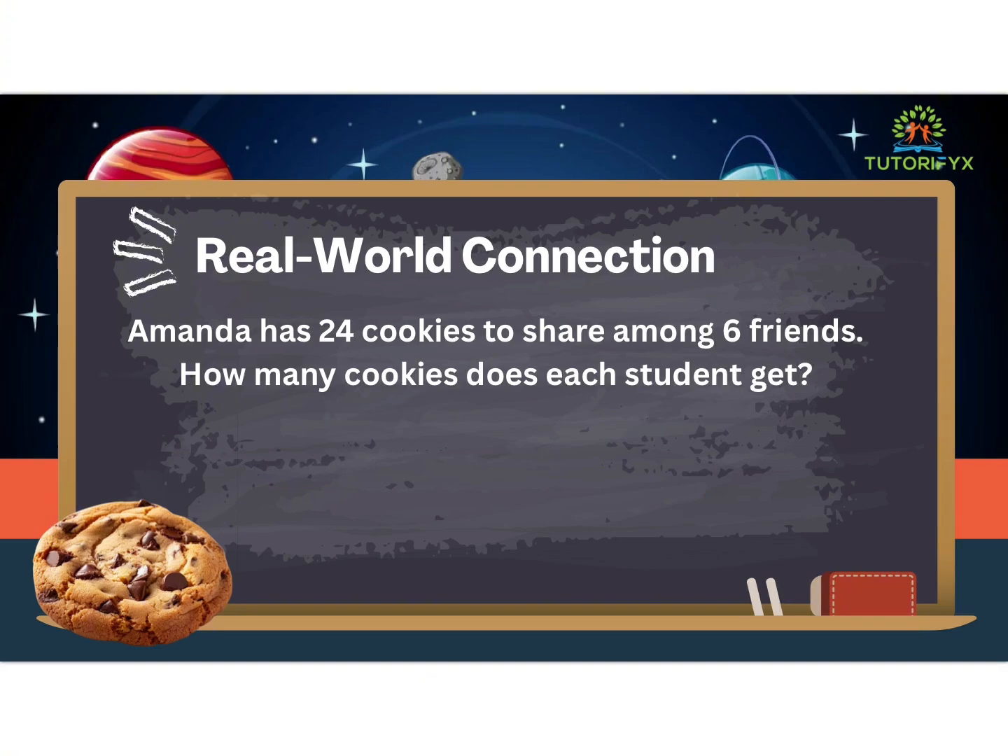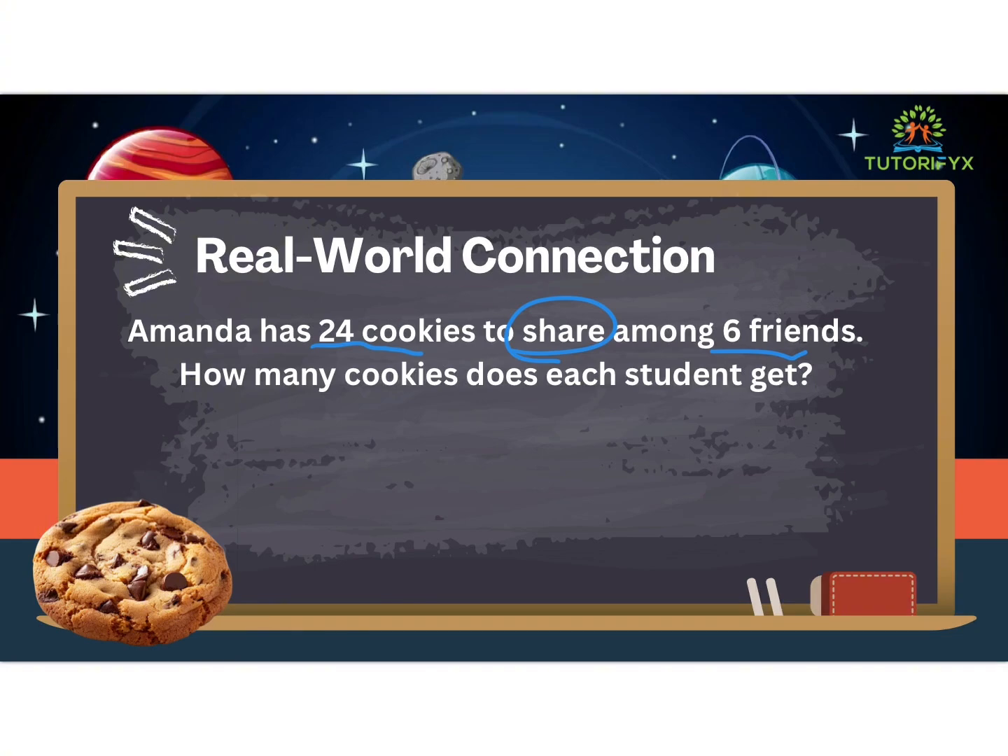Amanda has 24 cookies to share among 6 friends. How many cookies does each student get? Well, I'm going to reread that problem and underline and circle keywords to help me solve this problem. Amanda has 24 cookies. I'm going to underline that because that's going to help me with my equation. To share among 6 friends.